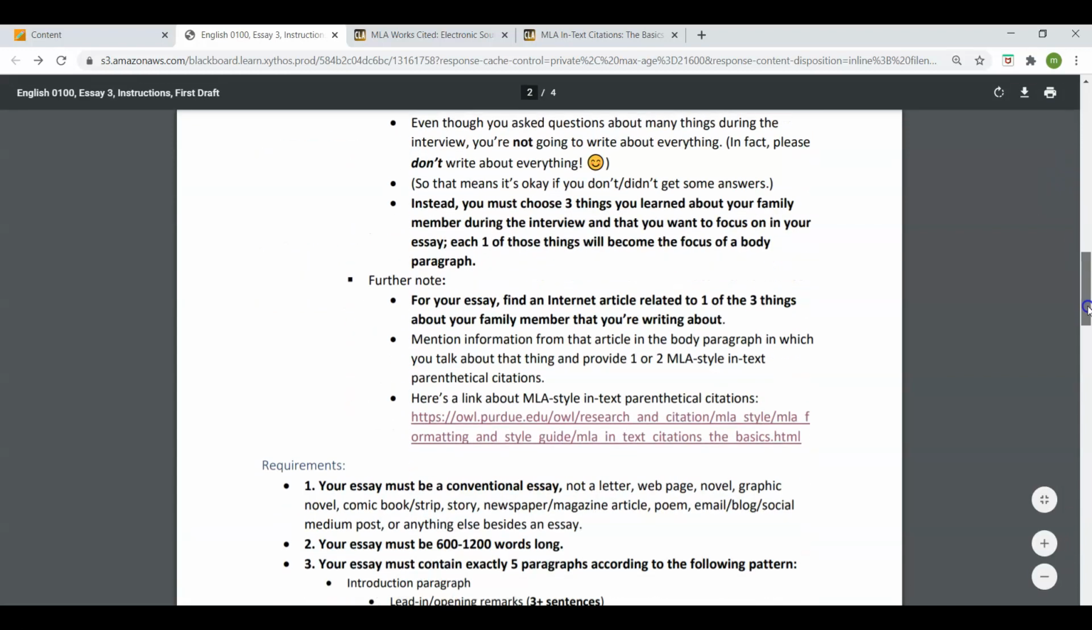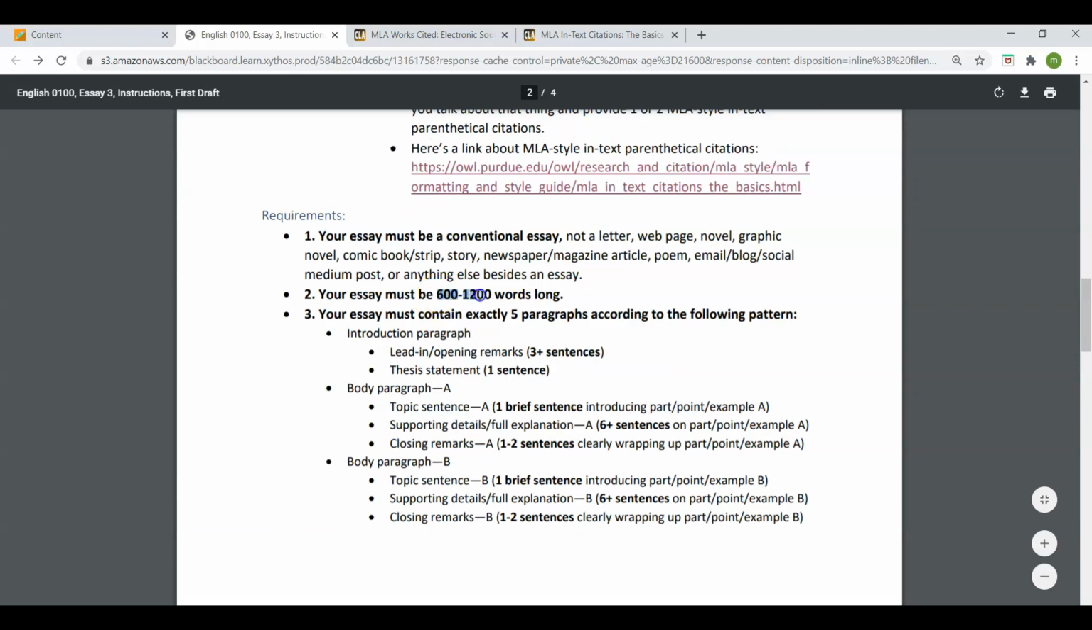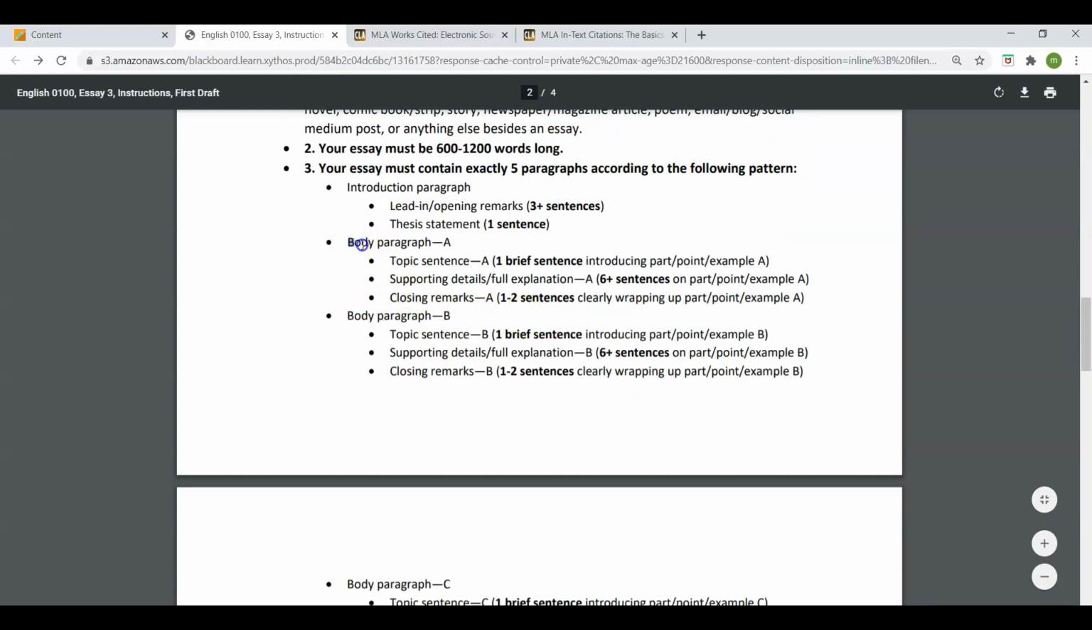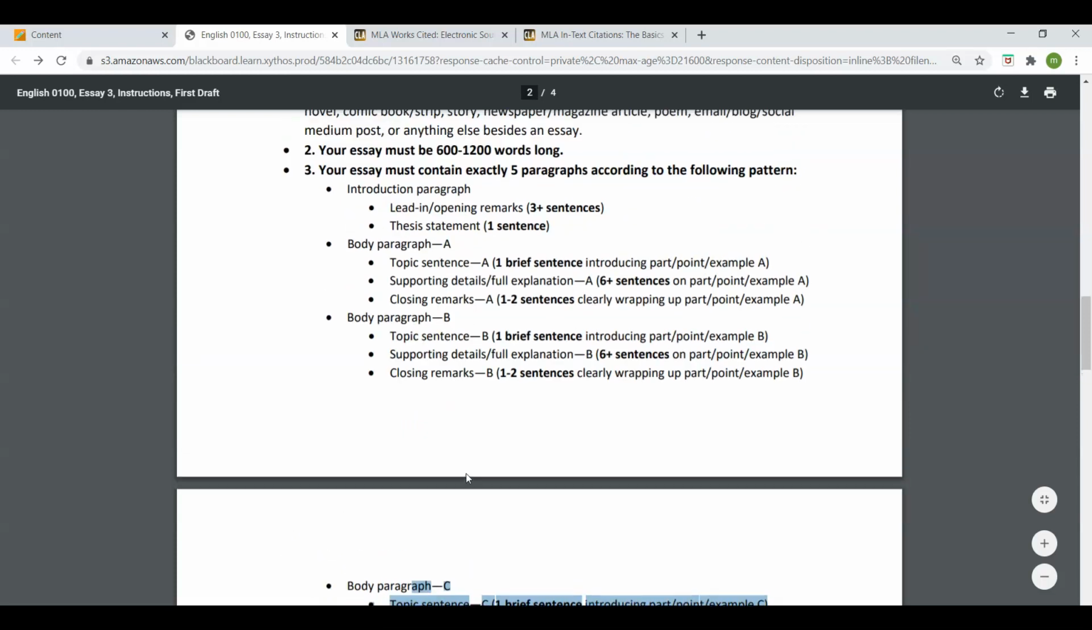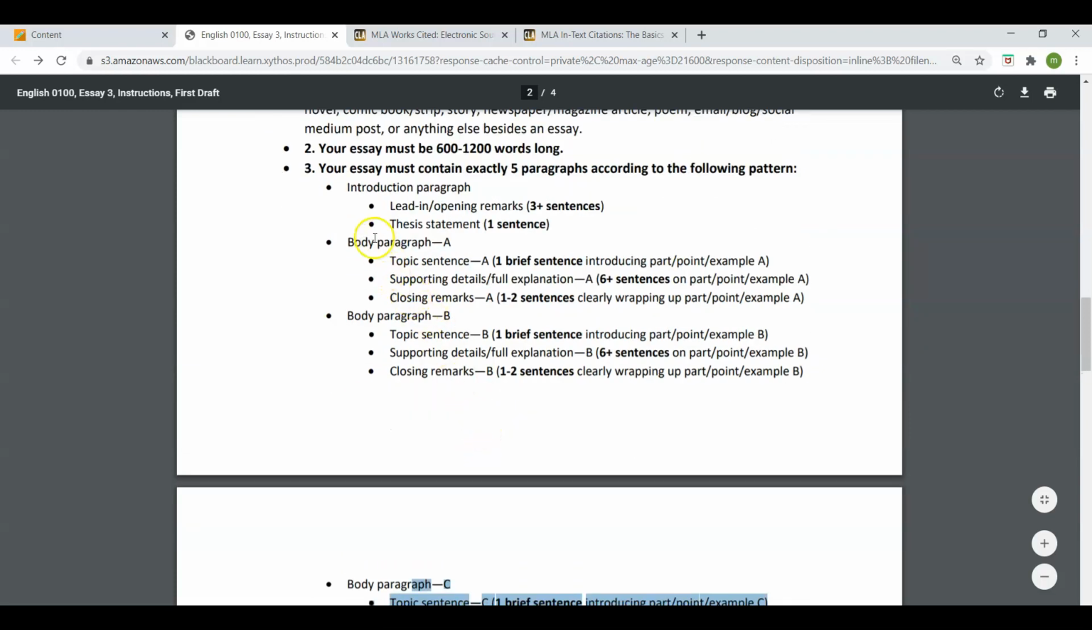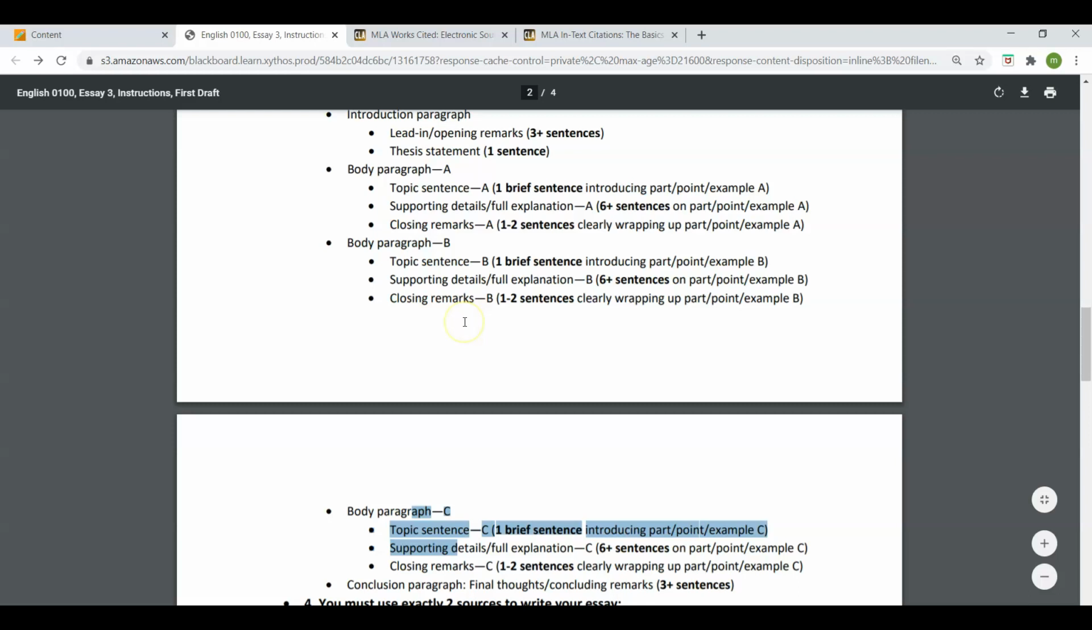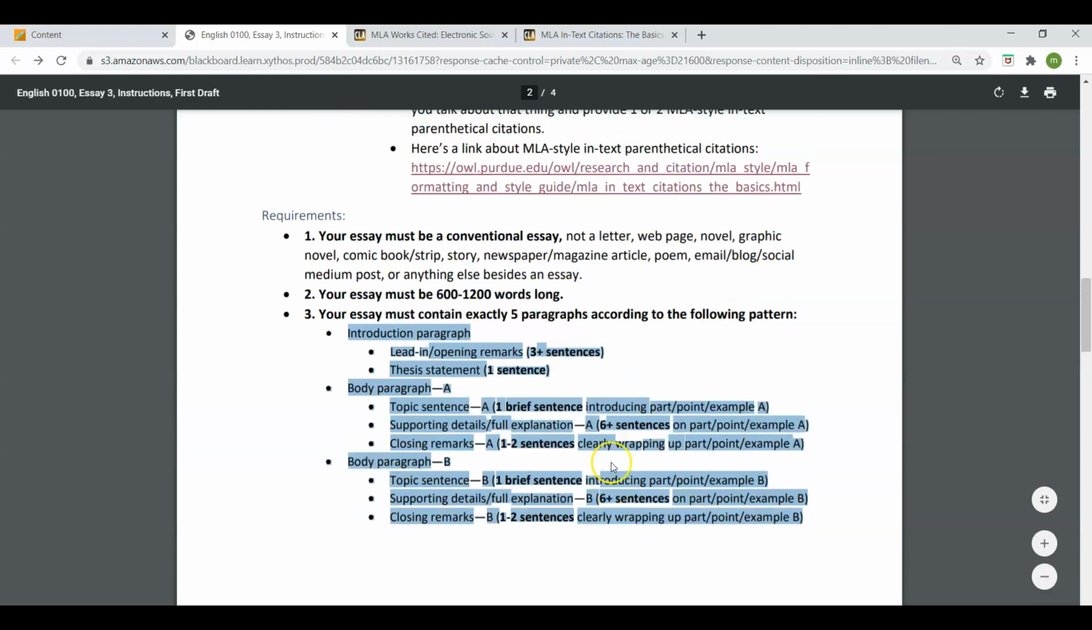Before I leave though, as far as the overall word count, it is 600 to 1200. So really it doesn't matter if this paragraph is 200 words or 300 words or 150, and the same thing for the other body paragraphs. I don't give a word count requirement per paragraph. It's just that overall, from the introduction to the conclusion, it should be somewhere between 600 and 1200. So I'm not going to worry too much about it.